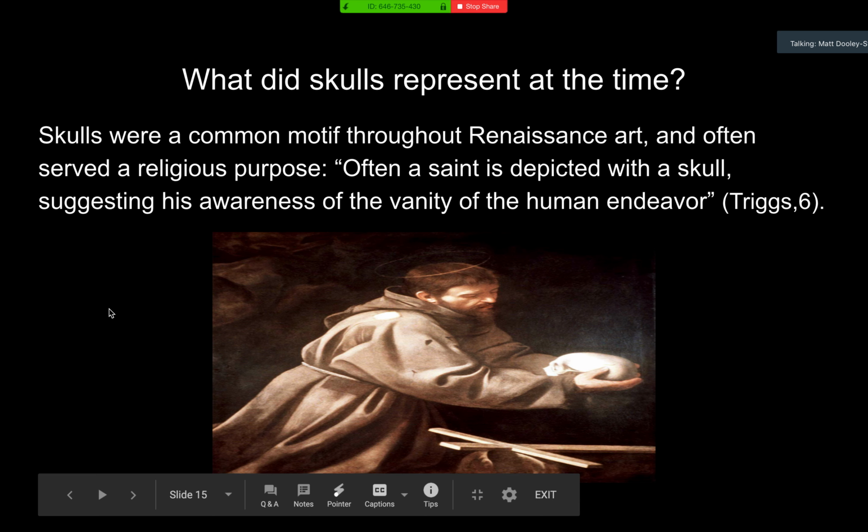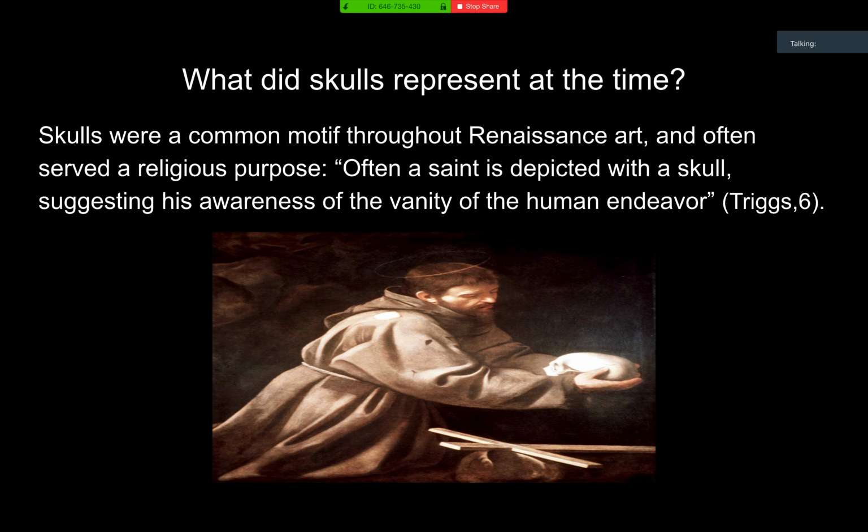So the bit about the "get thee to my lady's chamber," that's a little digression I don't want to get into. I really want to focus first on what skulls represented at the time so that we can understand this pose that Hamlet has with the skull. So what did skulls represent at the time this was staged?